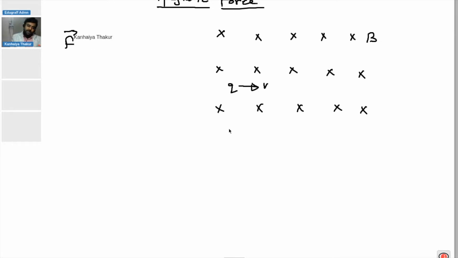So the force experienced by the charge is going to be Q times V vector cross B vector, right? That's the value of the magnetic force experienced by this charged particle. If you talk about the direction of the magnetic force now, we can get it by using the right hand thumb rule that we learned in vectors.